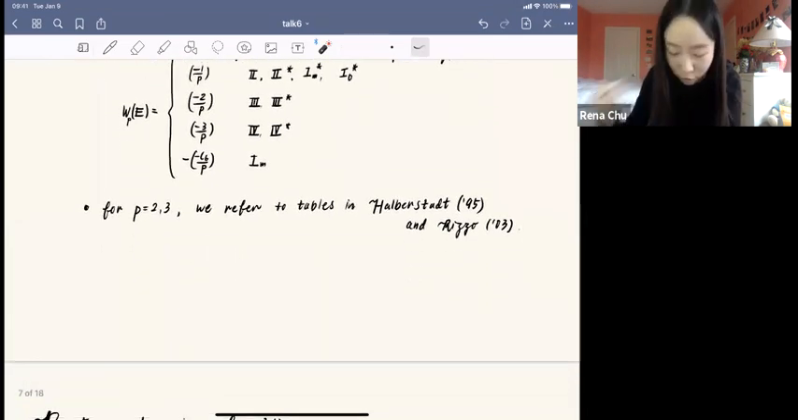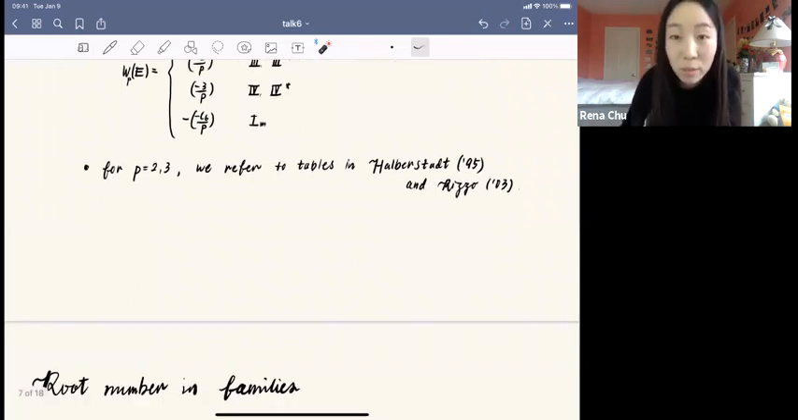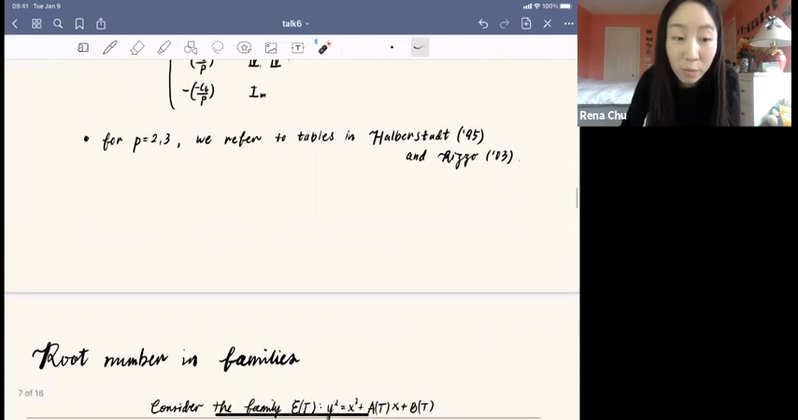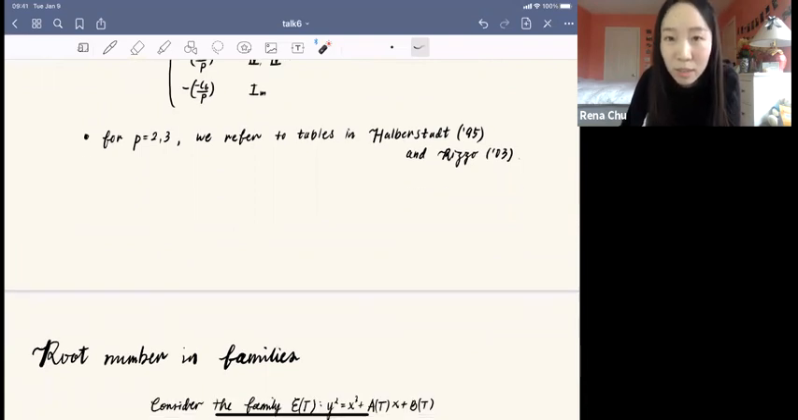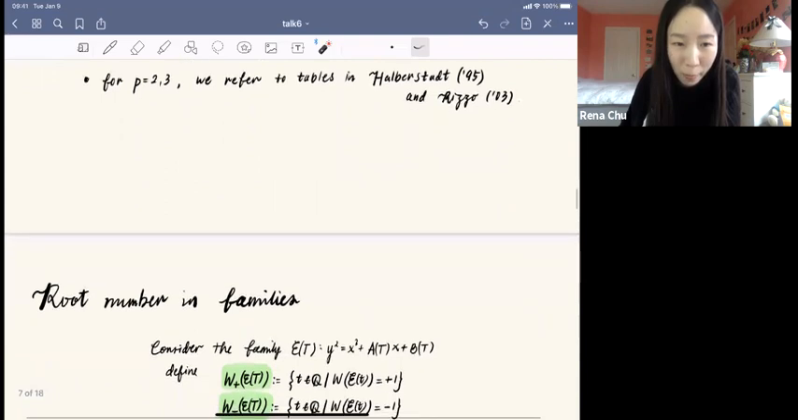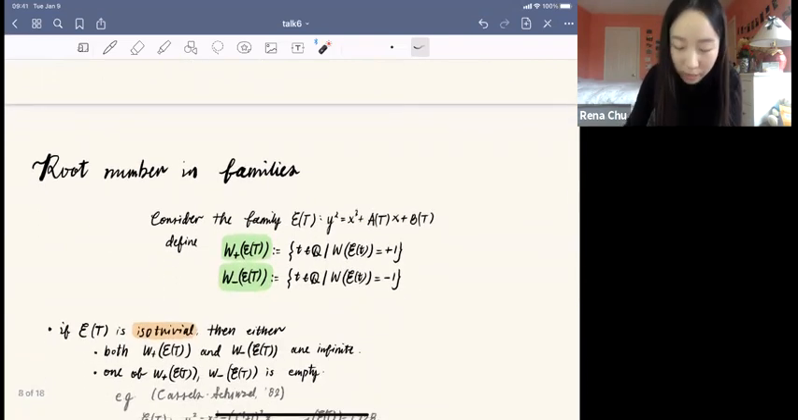So now that we've introduced both the root number and families of elliptic curves, let's look at how the root number behaves in these families. We begin by introducing these two sets. This is taking notation from Desjardins, where we define W plus to be the fibers whose root number is +1, and W minus to be the fibers whose root number is -1. We want to look at the cardinality of these two sets in a particular family.